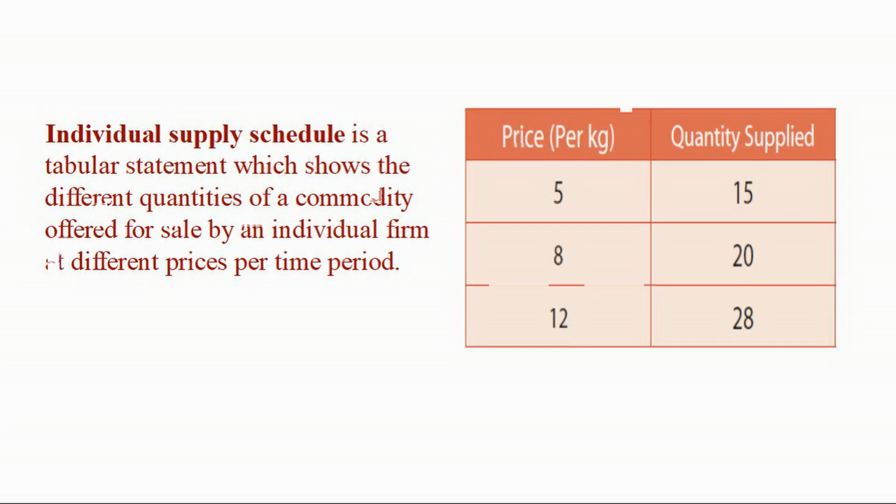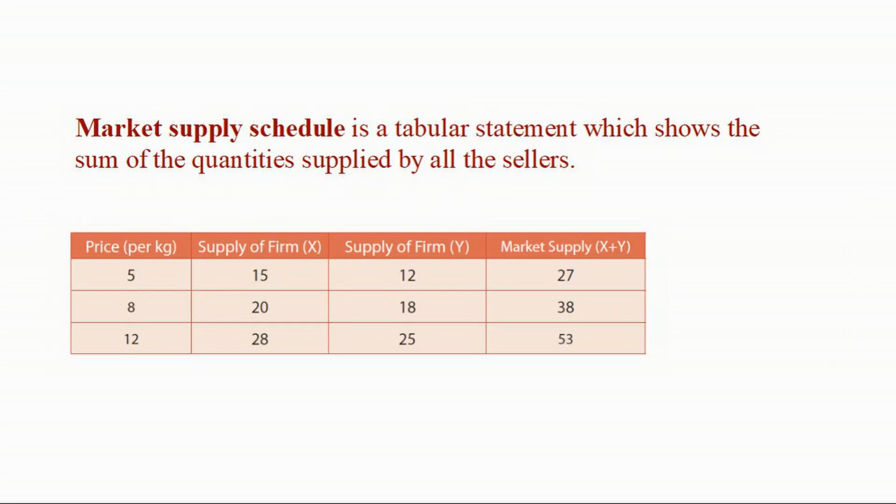Market supply schedule. It is a tabular statement which shows the sum of the quantities supplied by all the sellers in the market. Previously, we dealt with the individual firm supply in the market. Now, we are going to add all the individual firm supplies in the market. In reality, we have a number of firms or sellers in the market. In order to get the total market supply, we have to sum up all the individual firms' supply in the market.